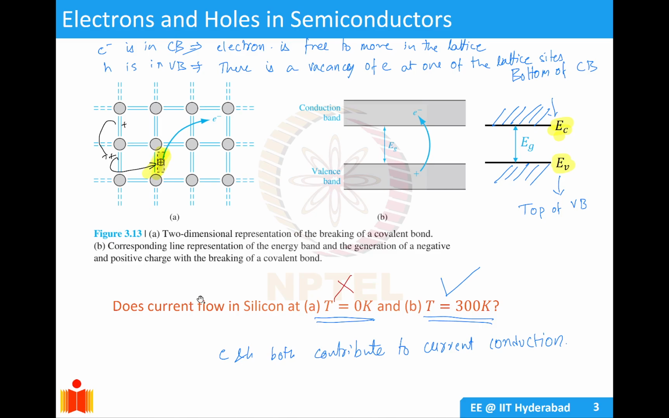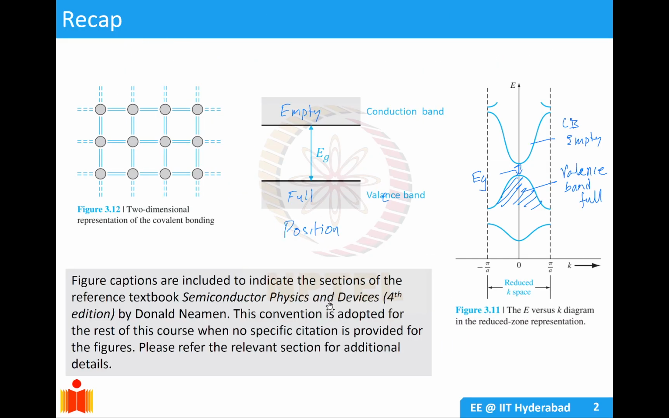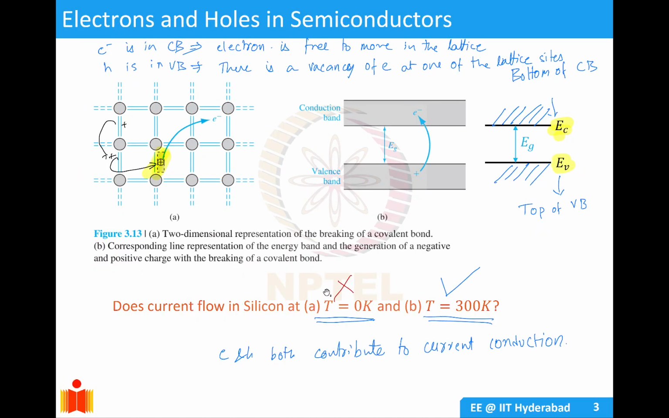Now the question is, does current flow in silicon at T equals 0 Kelvin and T equals 300 Kelvin? So we know that the conduction band is completely empty in the equilibrium condition, which is at T equals 0. If there are no electrons in the conduction band, there won't be any current flow. So at T equals 0 Kelvin, there won't be any current flow.